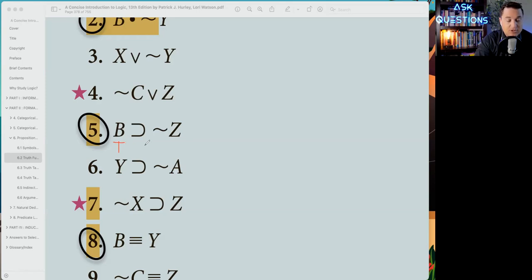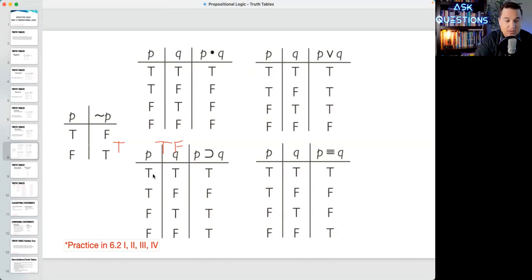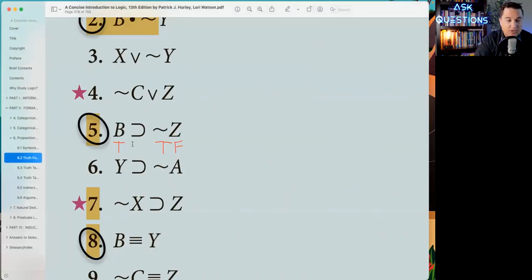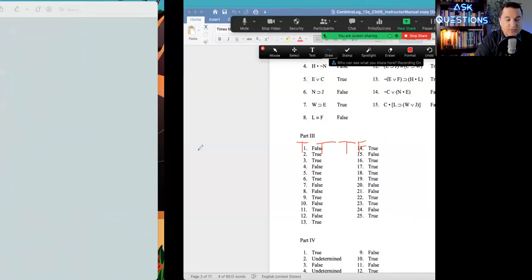Okay, so this is true. So Z is false. So not Z is going to be true. So we skip that step. Or if we want to do it in all its glory, we could say, well, right under the Z is false, and then the negation thereof is true. So we have a horseshoe statement. Both parts are true. That's world 1. So the whole statement is true. So 5 is true.